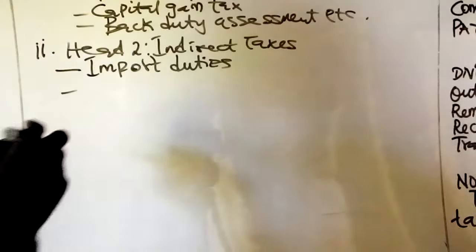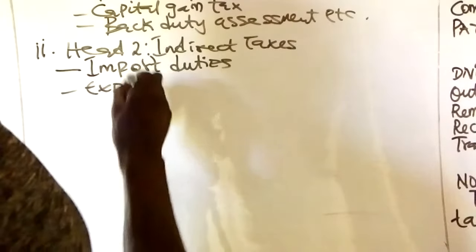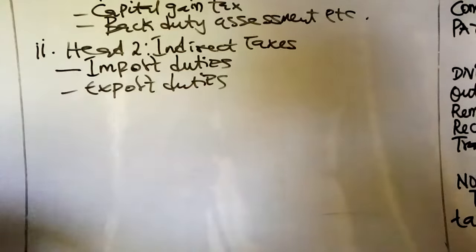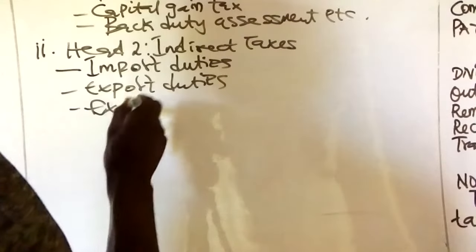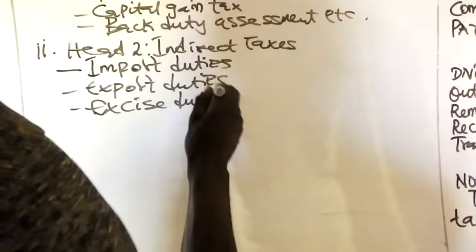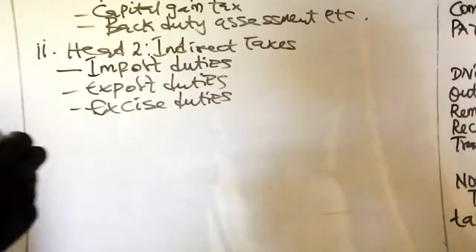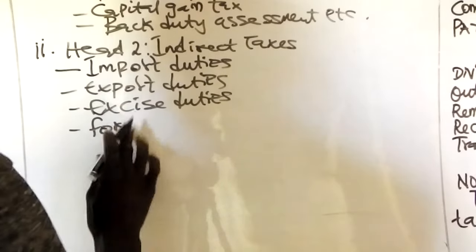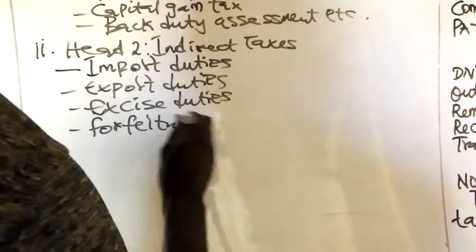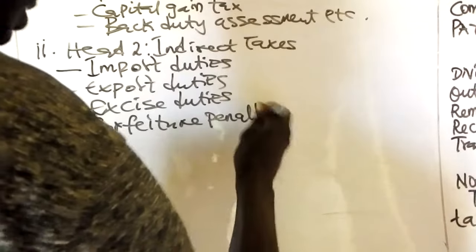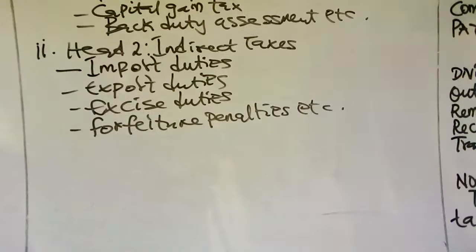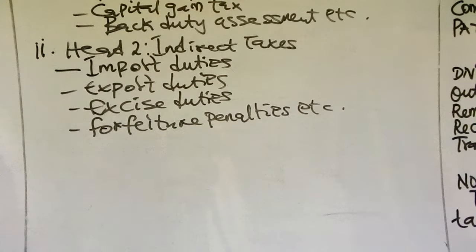Number two, we have export duties. The third one, we have excise duties. Then we have official penalties, for future penalties, etc. These are all forms of indirect taxes that go into the Federation account.